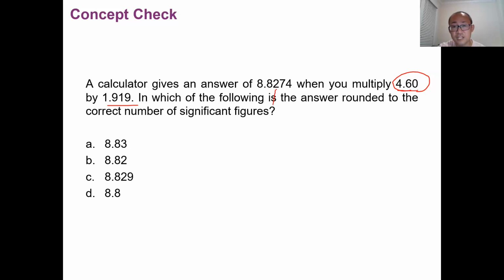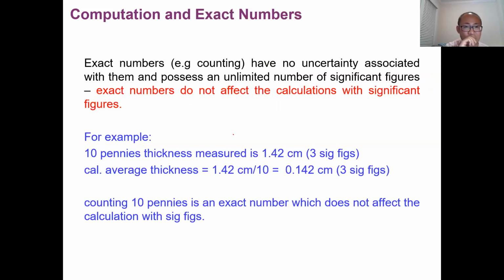Okay, if I have 3 sig figs, this is the third of the 3 sig figs. We look at the fourth one. Okay, we look at the 7. The 7, apparently we need to round up. So 8.82 becomes 8.83. That's how we keep 3 sig figs. Again, 4.60 has 3 sig figs. So we keep 3 sig figs for the final answer. When we look at the fourth one, 7, round up.